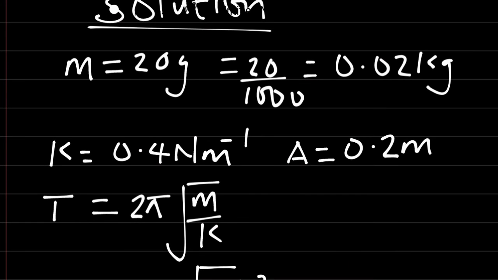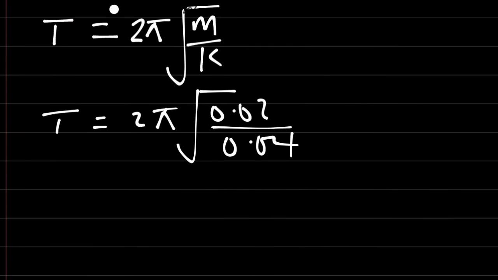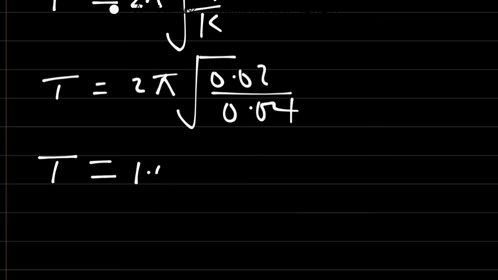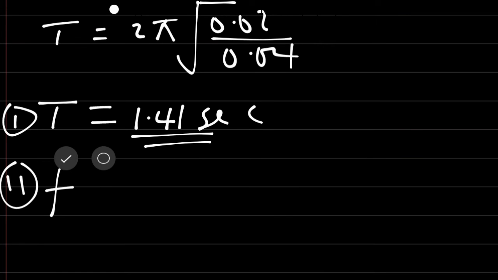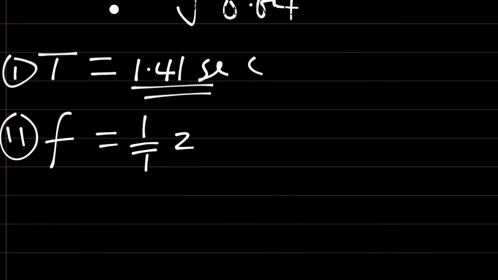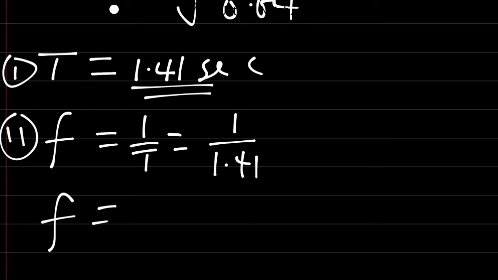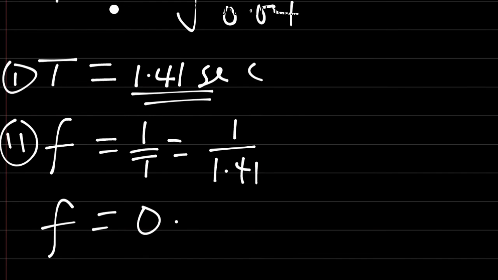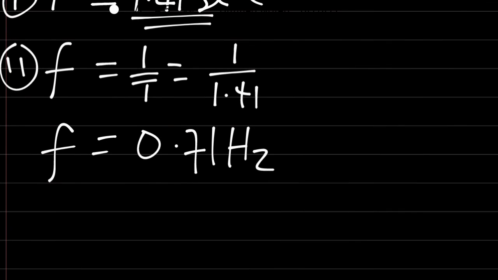If you multiply and divide all these things, find the square root with your pi, everything with your calculator, you are going to get T is equal to 1.41 seconds. Frequency is equal to 1 over T, 1 over the period, which is equal to 1 over 1.41. Therefore, our frequency will be equal to 0.71 hertz. The unit of frequency is hertz.